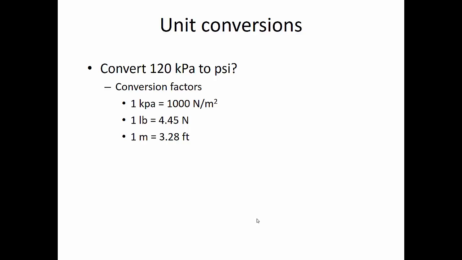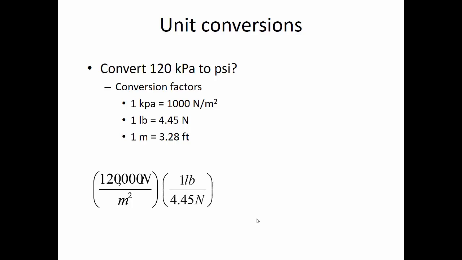Here's another one. Let's convert 120 kilopascals to psi. Remember that kilo means 1,000, so it's 120,000 pascals. And a pascal is a newton per meter squared. Or 1 kilopascal is 1,000 newtons per meter squared. That means that we would have 120,000 newtons per meter squared. And that's what we know, so that's what I'm going to start with.